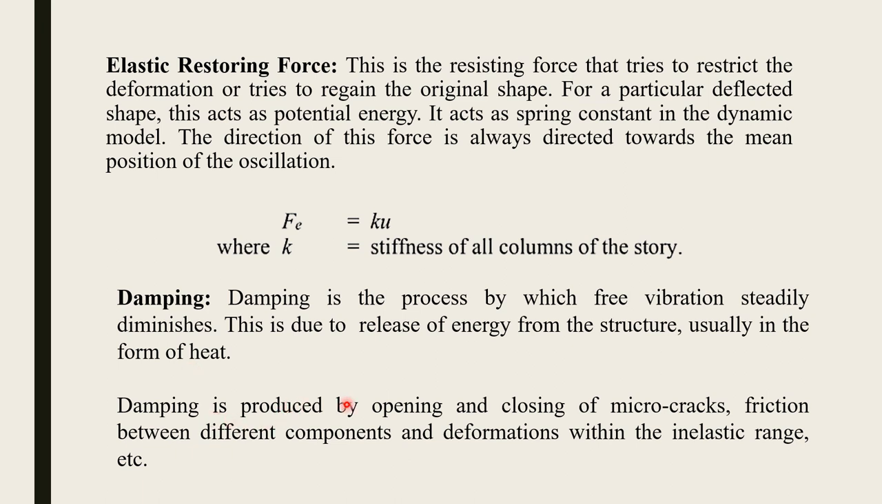Damping is produced in structures by opening and closing of micro cracks. For example, if a column is moving in one direction, then cracks are produced on the other side. When the column comes to the other position, the cracks on the other side will appear. One side crack will close, and the other side crack will open. Damping is also produced by friction between different components and deformation within the inelastic range. For example, you have already observed in steel there is an inelastic range with so many changes in the material, so that phenomenon also comes under damping.